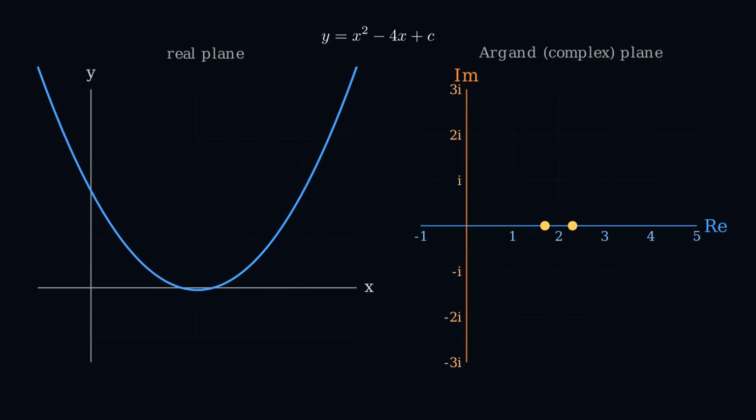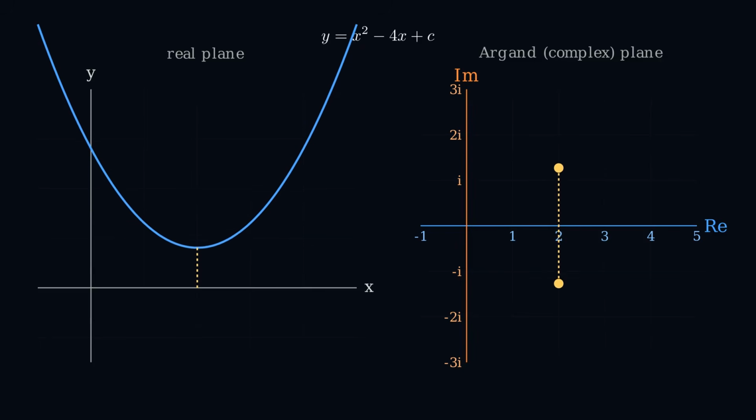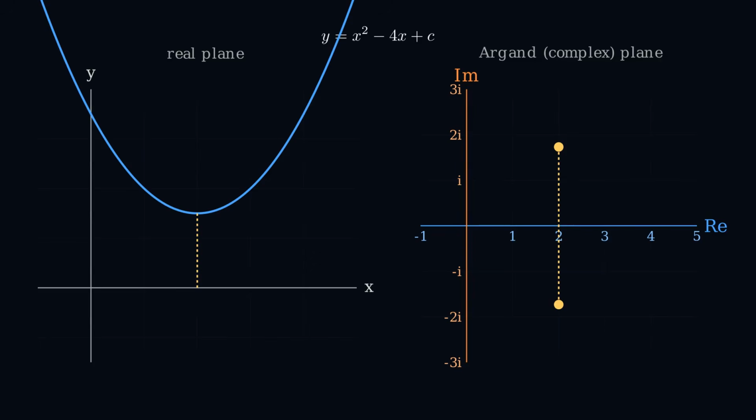At c equals 4, the parabola is exactly tangent to the x-axis, one doubled real root. Past c equals 4, the parabola lifts clear of the x-axis, no visible real roots. At this exact moment, the two roots peel off the real axis and move symmetrically up and down into the complex plane, and the vertical distance between them keeps growing as c increases.